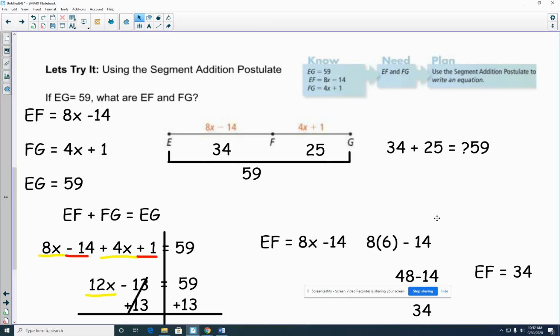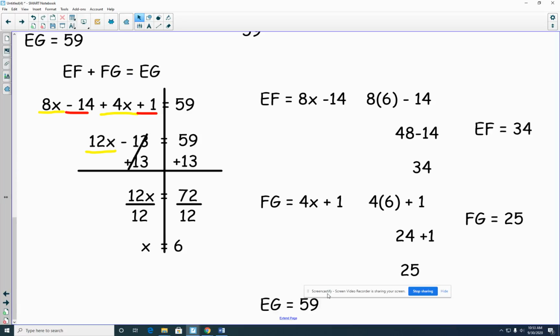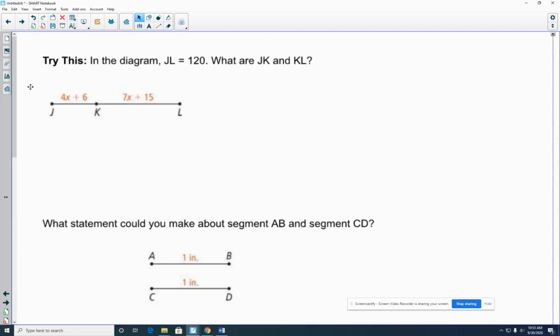I can always check my work by substituting back in and checking to make sure that along this segment, the entire length is 59, which it is. Okay. Remember, this is a video. So if I'm going too fast, you can stop and pause it. You can rewind it and listen again, and so on and so forth. Okay. So let's continue. And let's now try something like this. And if you want, you can pause this and try this yourself. I'm going to walk through it using the same ideas as before.